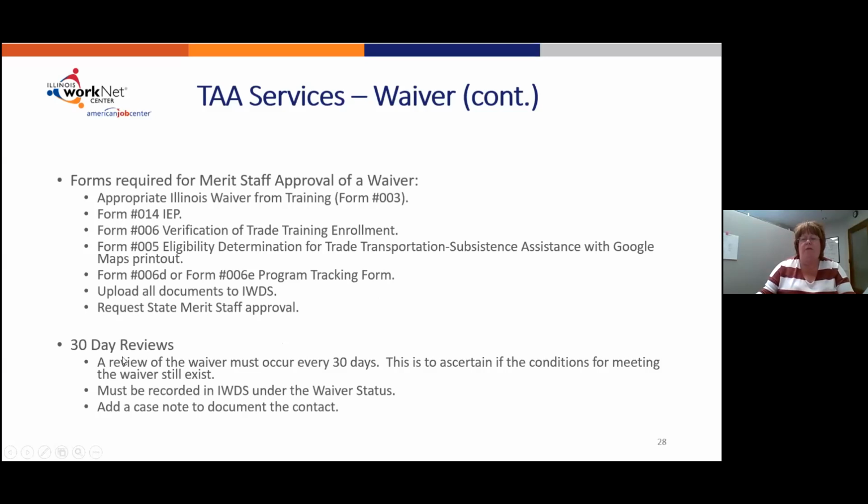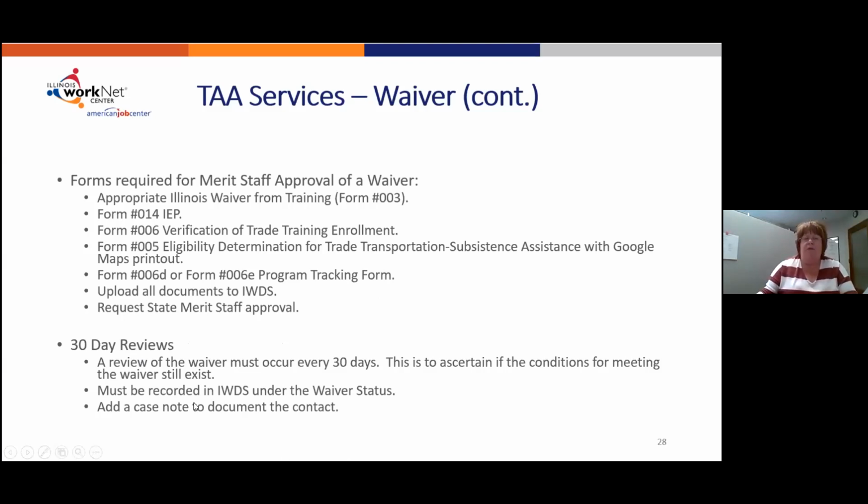And then each waiver must have 30-day reviews during the entire period of the waiver. It has to occur every 30 days, and that is just to determine if the conditions that the waiver was issued under are still in existence. So, someone was issued a health waiver and now they're better and they've been cleared by the doctor or whatever, they can enroll in training. So then that condition would no longer exist.